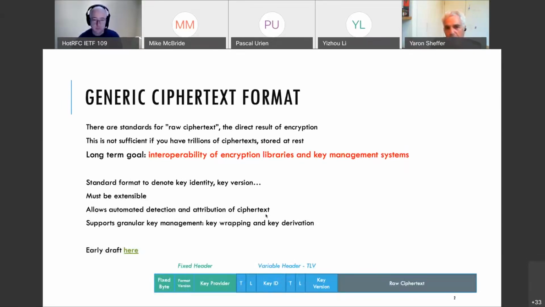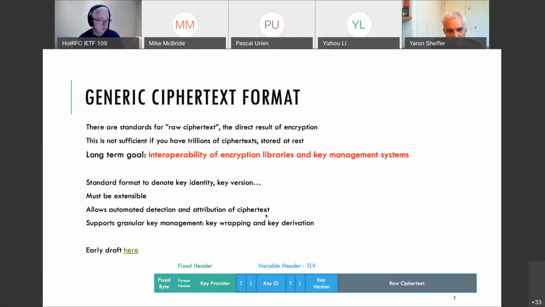And it needs to support granular key management, where people use key wrapping or key derivation to have a very large number of keys, possibly a different key for each encrypted field.